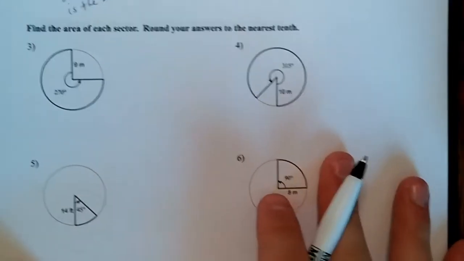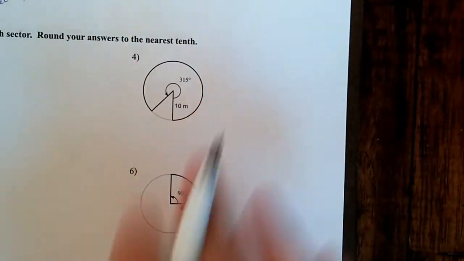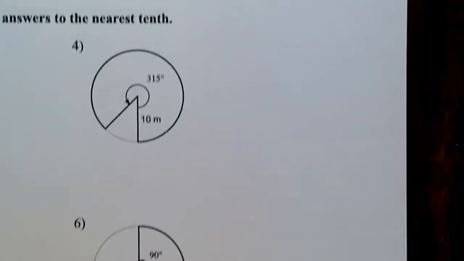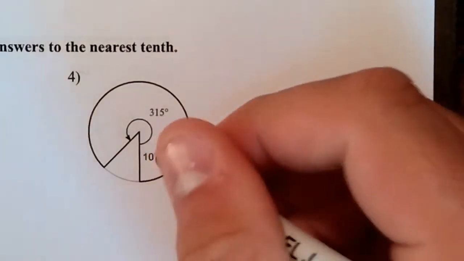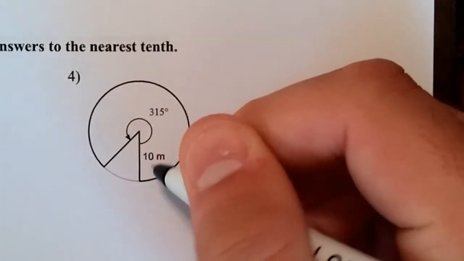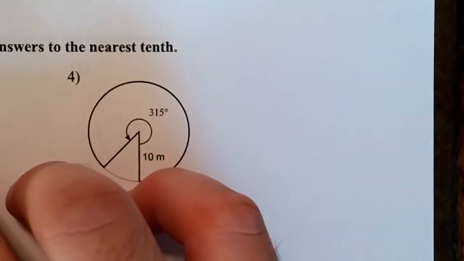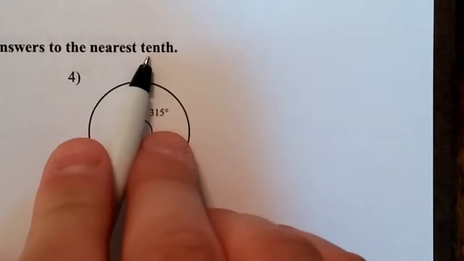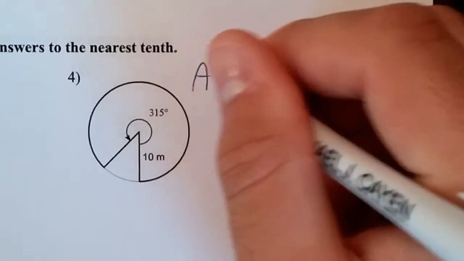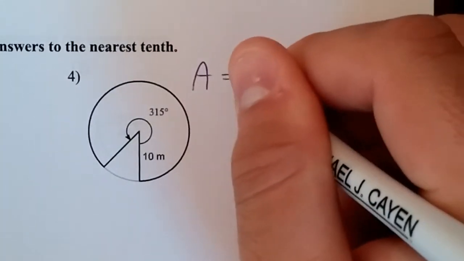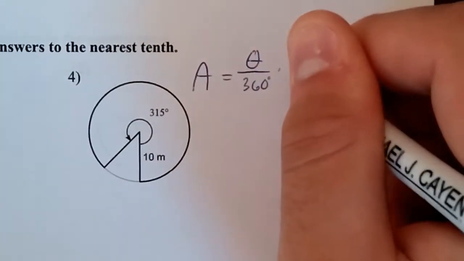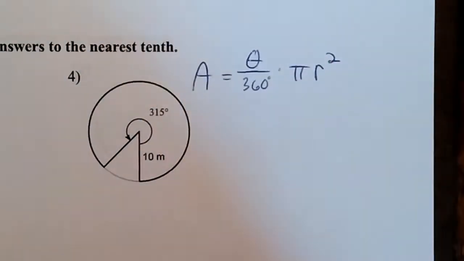Let's look at an example, like number 4 here on the paper. We'll zoom in. It tells you the central angle is 315 degrees. It says the radius is 10 meters. And the directions say find the area of each sector. Round your answers to the nearest tenth. So we're going to rewrite the equation, plug in my known values, and solve for my unknown values.